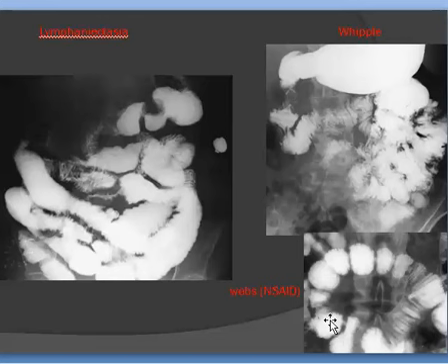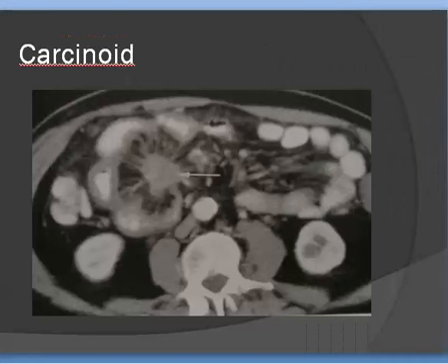The NSAID is the group of drugs called non-steroidal anti-inflammatory. The prolonged use of such drugs can result in such an appearance. This is an appearance of carcinoid, a tumor with radiating coronal sign.